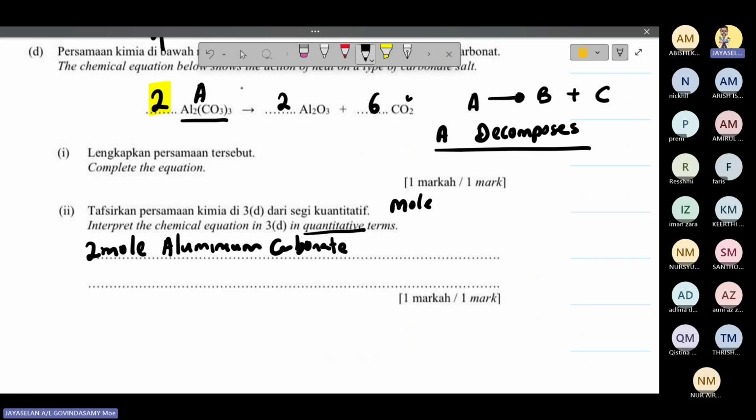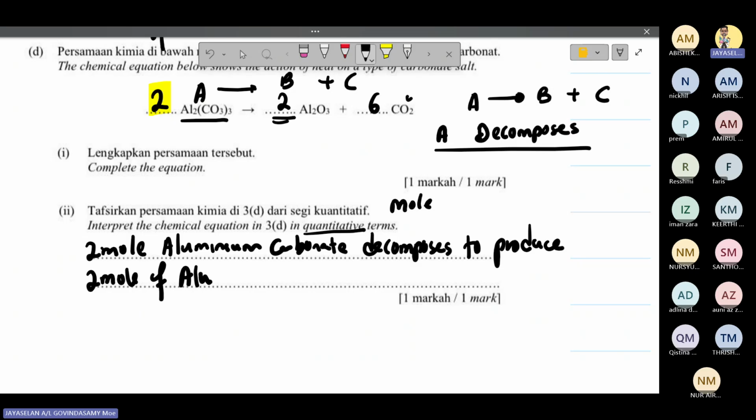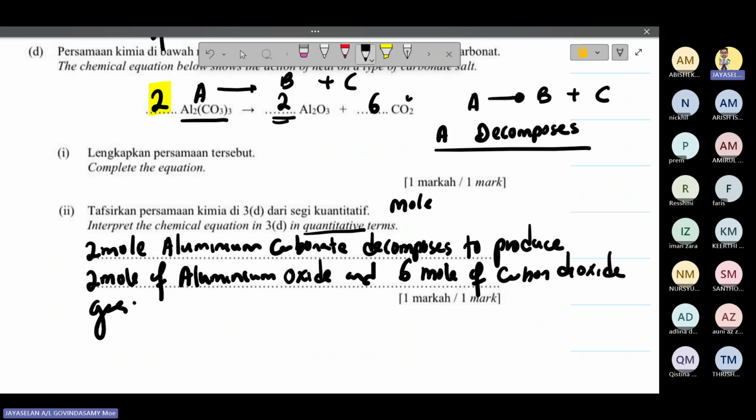So di sini A arrow become B plus C, right? Okay, you must use terurai or decomposes. Hari tu kita ada buat A plus B, right? Decomposes to produce. To produce ini berapa mole? 2 mole, right? So you put here 2 mole of aluminium. Okay, aluminium oxide. Oxide and 6 mole. Okay, 6 mole of carbon. Carbon dioxide. Dioxide gas. You guys already score, okay, 1 mark.